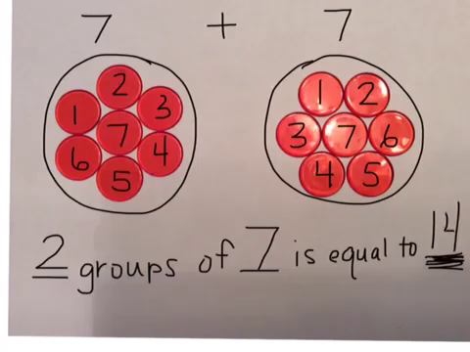You could also count up every chip. 1, 2, 3, 4, 5, 6, 7, 8, 9, 10, 11, 12, 13, 14. That would be your count by. So our total would still be 14. Let's change this to a multiplication problem. We have two groups of, remember groups of is the same thing as multiplying, 7 is equal to 14.